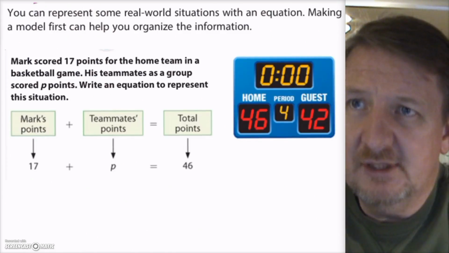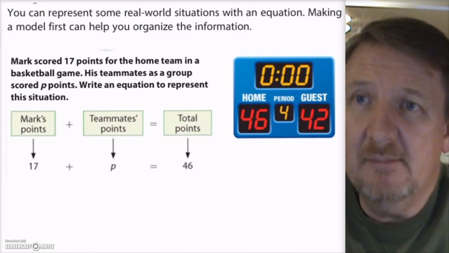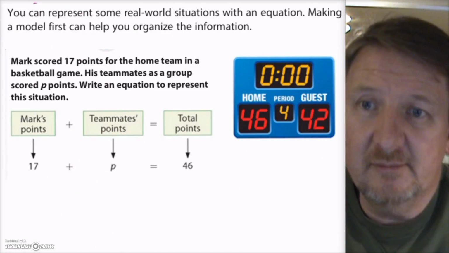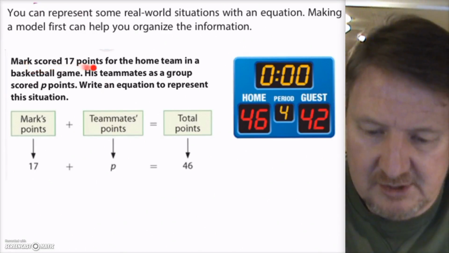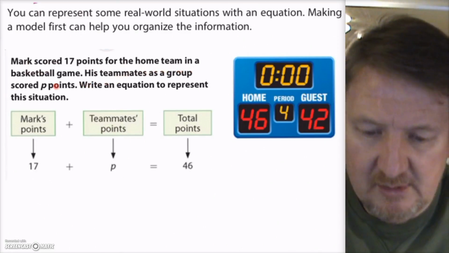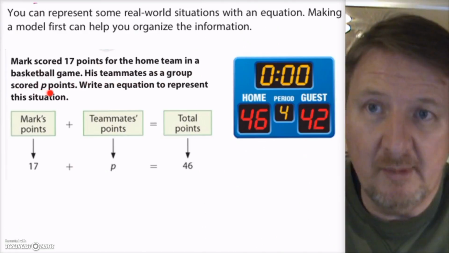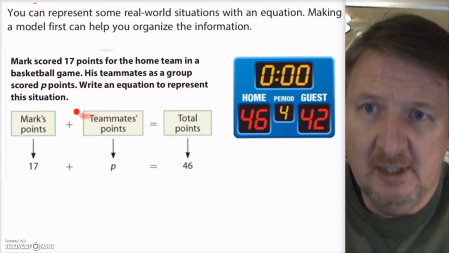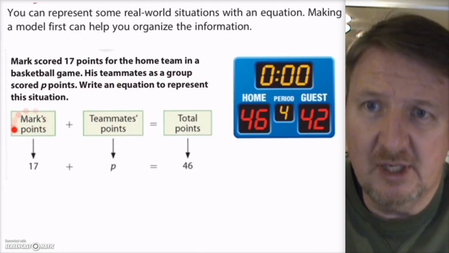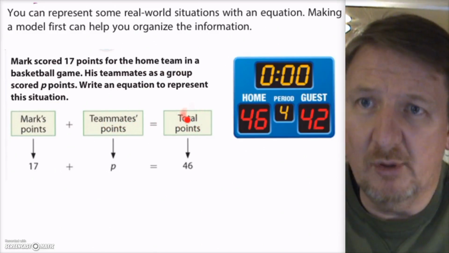Now this one says you can represent some real-world situations with an equation. Making a model first can help you organize the information. In this particular situation, Mark scored 17 points for the home team in a basketball game. His teammates as a group scored P points, an unknown amount of points. Write an equation to represent the situation. So we're going to put up a diagram for Mark's points, and we're going to add that to the team's points, and that's going to give us the total points.